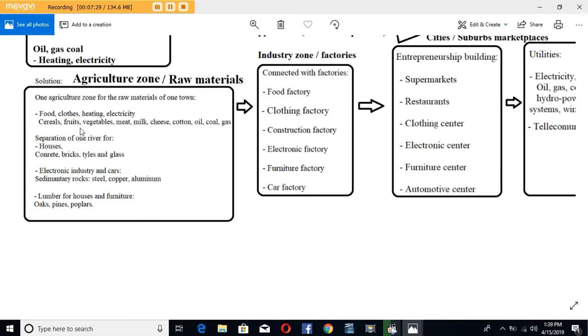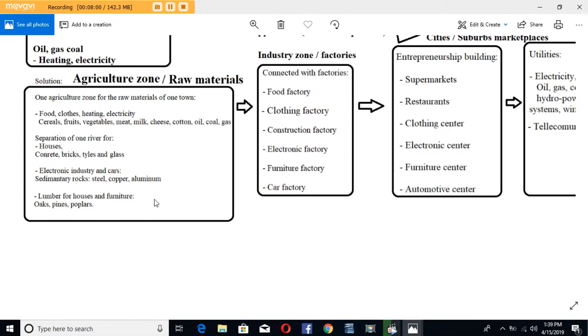For houses, the flow of a river can be separated to get concrete, bricks, tiles and glass. The sedimentary rocks can be used for steel, copper, aluminum. For the electronic industry and cars, sedimentary rocks from the rivers and raw materials from the quarries, such as steel, copper, aluminum, gold. For houses and furniture, the agriculture zone may include oaks, pines and poplars.